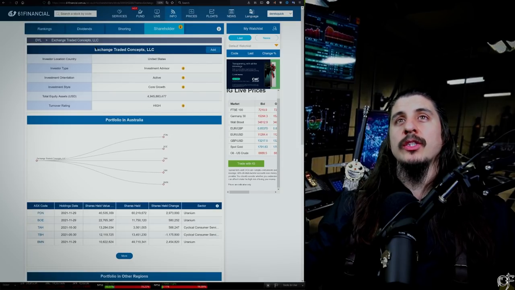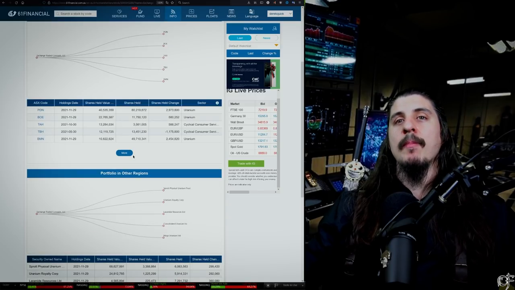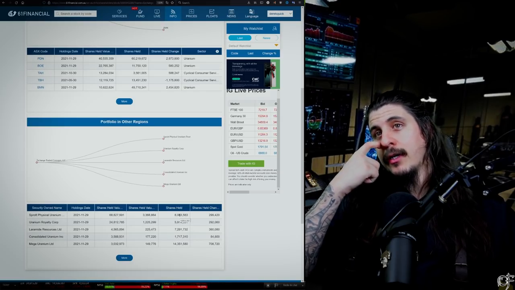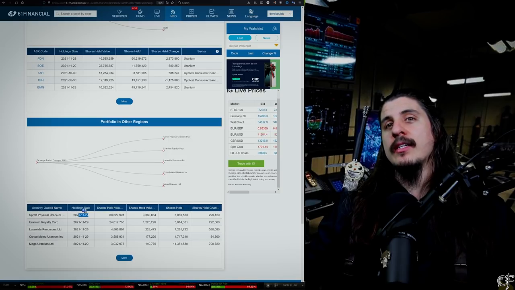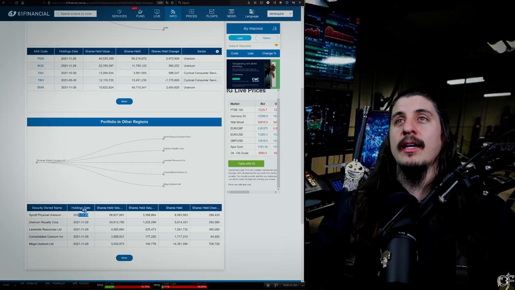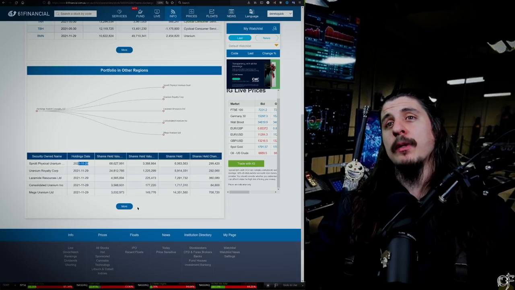So like Exchange Traded Concepts, LLC, they have Paladin, Boss Resources, they've got Bannerman, they've got Sprott Physical Uranium Trust. They hold 6 million shares. That's actually something new. I've not seen that. This is the first time I've seen this. They hold about 6 million. So that's why you saw Sprott, I think, sell down a little bit. I think a lot of people, a lot of firms, got in, and they might be doing tax loss selling or getting rid of some profits depending on when they got in. So that's pretty interesting. I love this site.